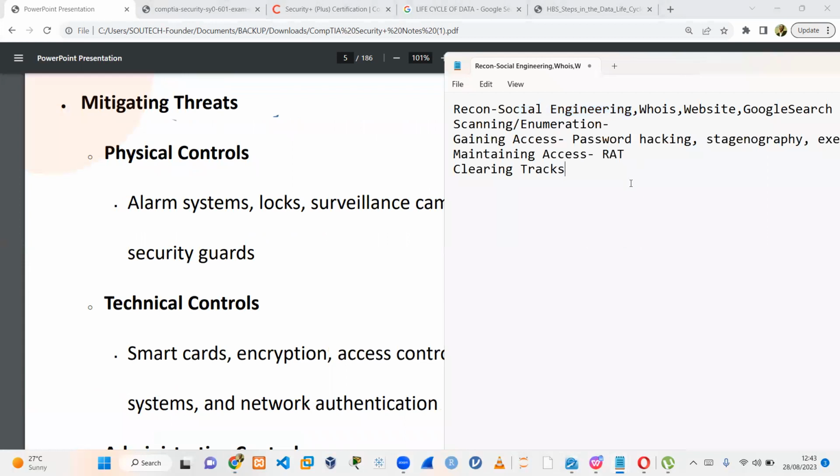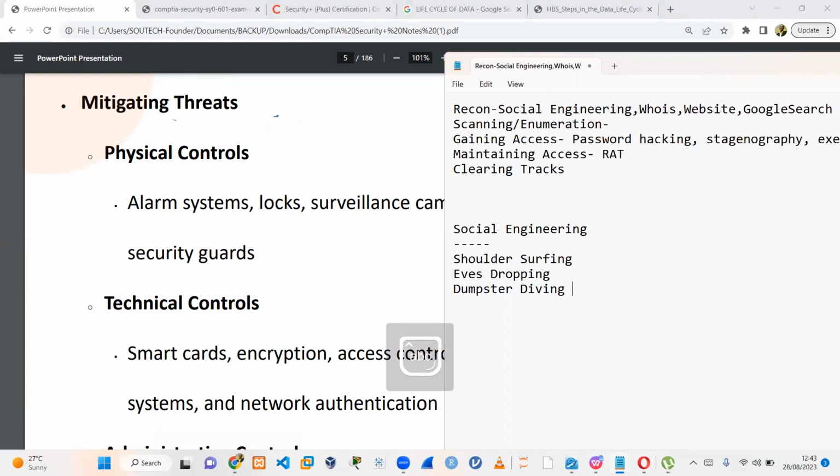So that's where you have shoulder surfing. So if I want to explain social engineering and say, how can it be done? So you say shoulder surfing, dumpster diving, tailgating, and several other ways. So these are the ways, phishing also.